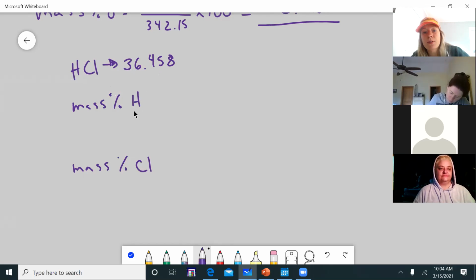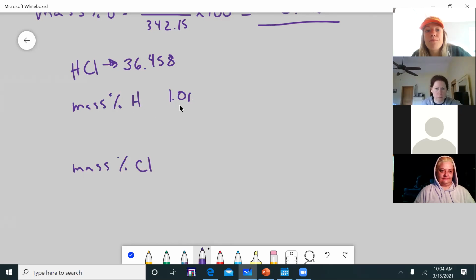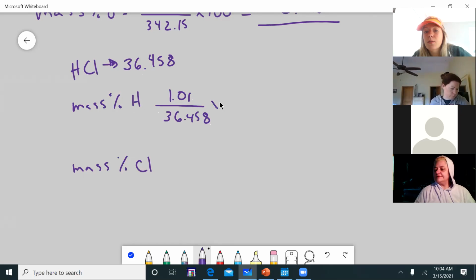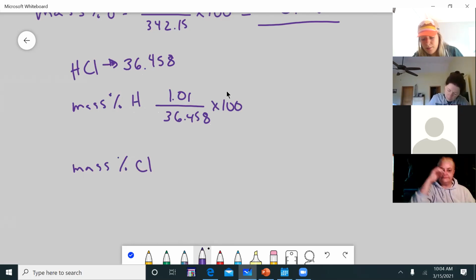So when finding mass percent here, we need to take the part divided by the total times 100. So the part's mass, the hydrogen's mass, is really small, right? It's just 1.01 or 1.007. Divided by the total, which was this 36.458, and we're going to multiply it by 100. 1.01.